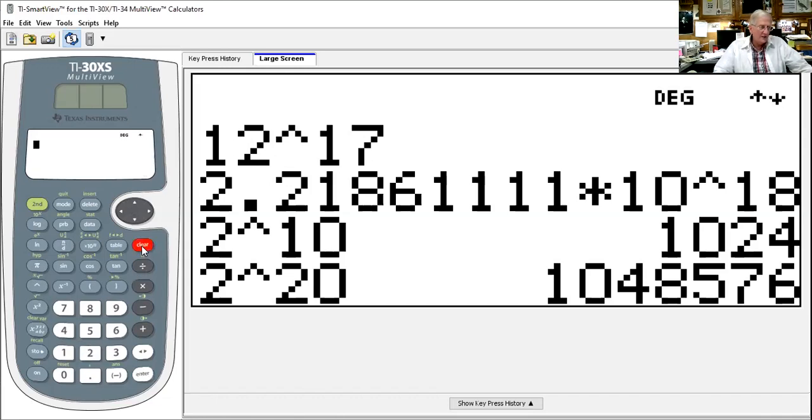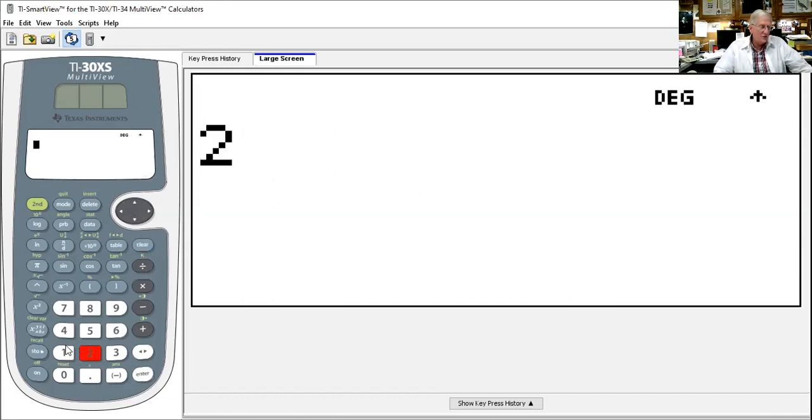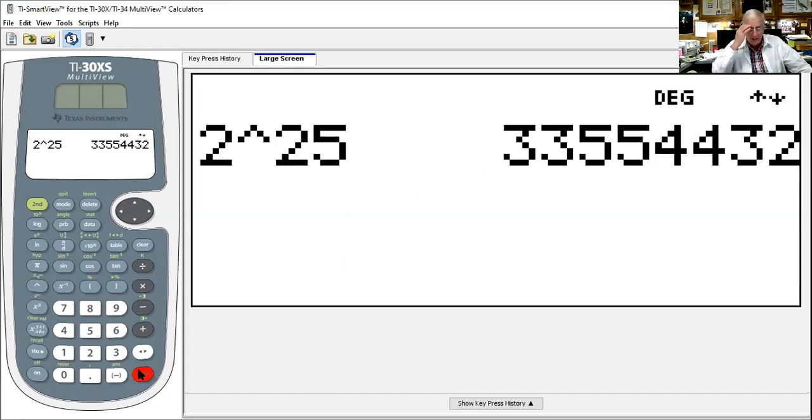All right, so let me clear this. If I do 2 caret 25, enter, it looks like I have 33 million there, right? So that's a little too big, right? Because I want 15,840,000, right? So that's too large. It's about twice as big as it needs to be.